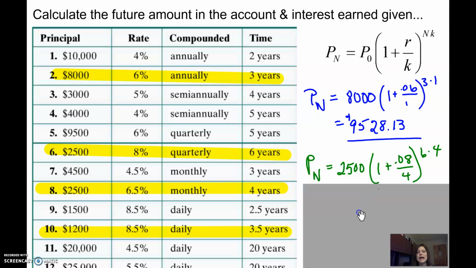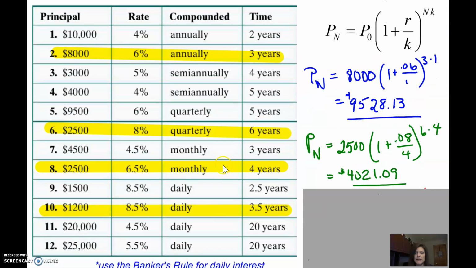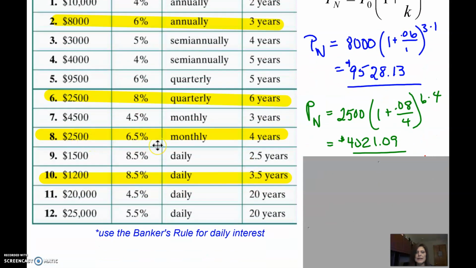What about number 6? Well, it says it's compounding quarterly. Well, a quarter, there are 4 quarters in a year, so my K this time I changed to the 4. So just like we talked about in the last video, if you don't multiply that exponent 6 times 4 in your head and get 24, you will want to put parentheses around it when you put it in your calculator. So let's see, how'd you do? The correct answer for this one, $4,021.09.